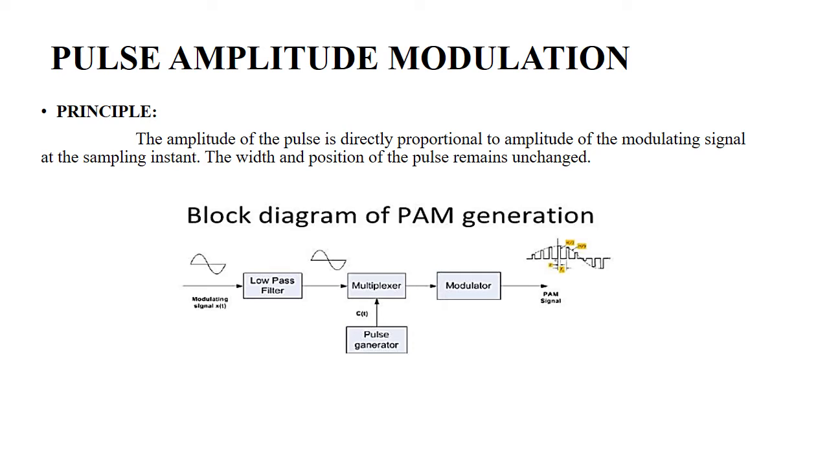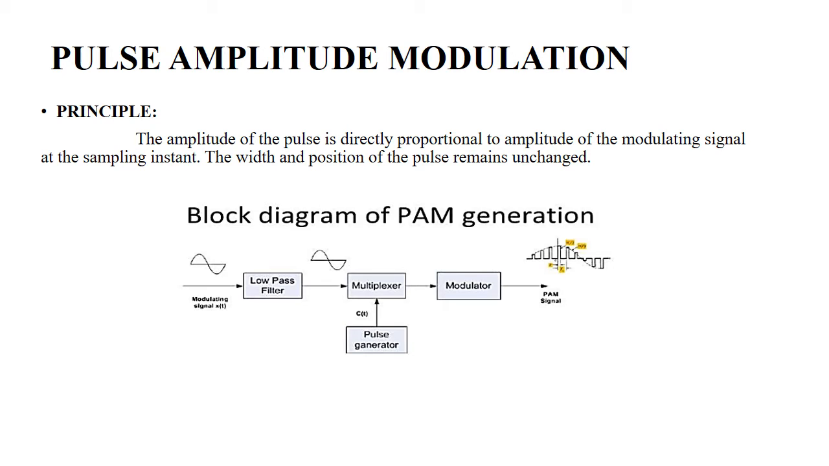So in this diagram of a PAM generator, the modulating signal x(t) is the signal to be transmitted. It is given to the low pass filter, which performs the band limiting process. The cutoff frequency of the low pass filter is equal to the highest frequency present in x(t). So the low pass filter will avoid the aliasing process.